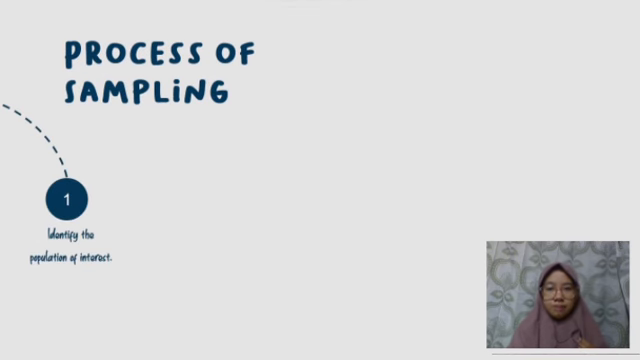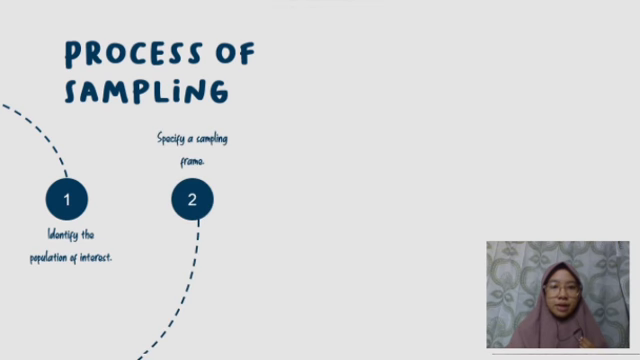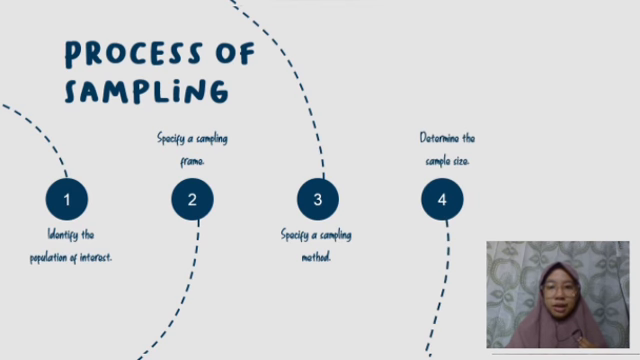About the process of sampling. What are they? First is we need to identify the population of interest. Second is specify a sample frame. Third is specify sampling method. Fourth is determine the sample size. And the last is implement the plan.